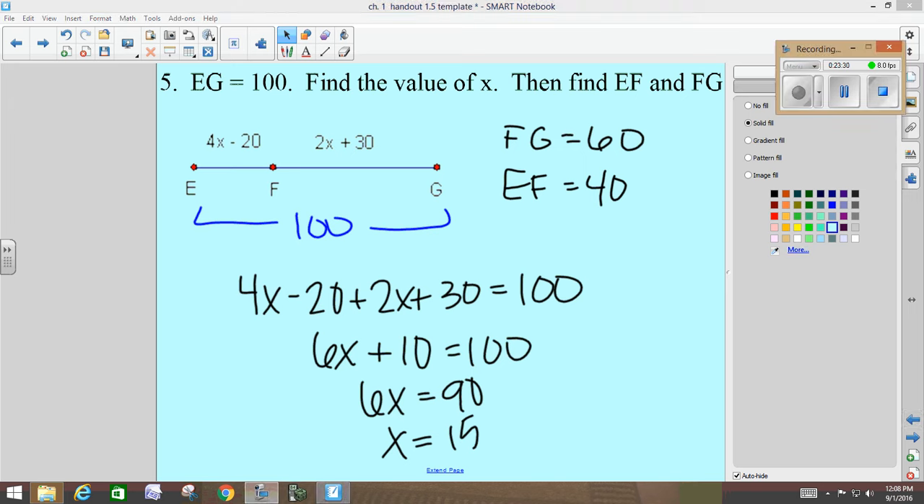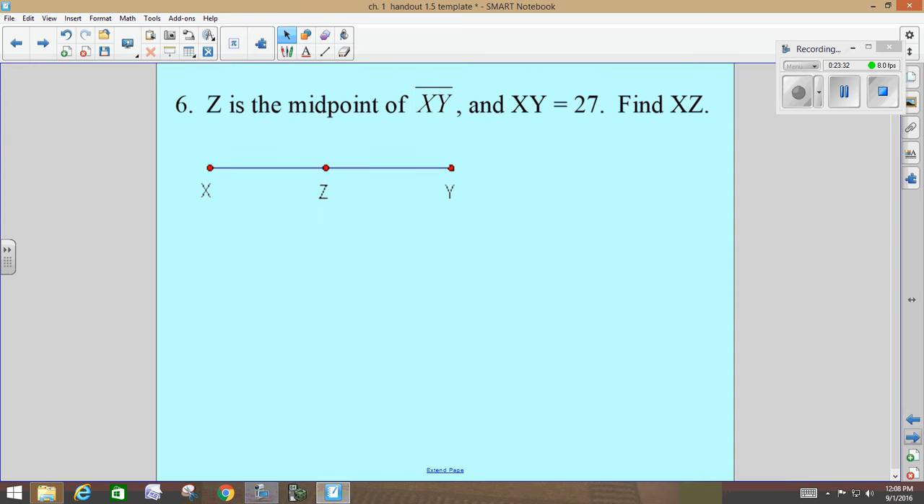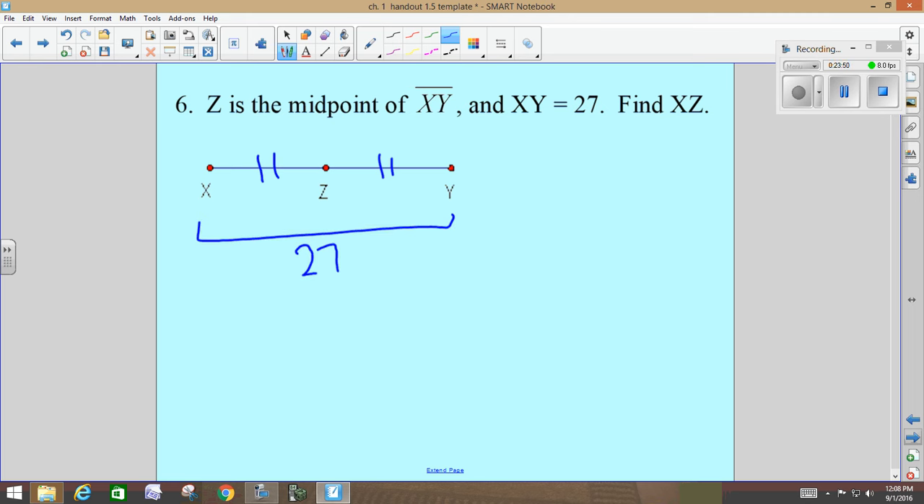Okay. Number 6, Z is the midpoint of segment XY. Macy, what's it mean if Z is the midpoint? Good, it's right in the middle, so XZ would have to be congruent to ZY, correct? You can use 1 tick mark, you can use 2 tick marks, it doesn't matter. You need to have some on there. XY, the whole length, is 27, and they only want us to find XZ, the left portion of it.